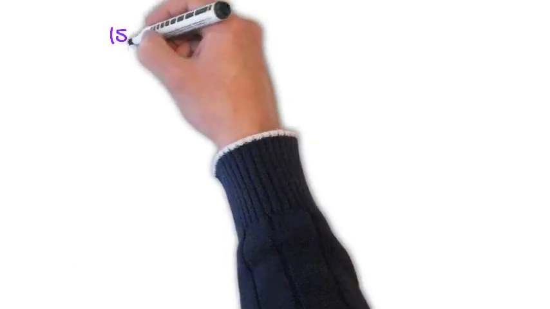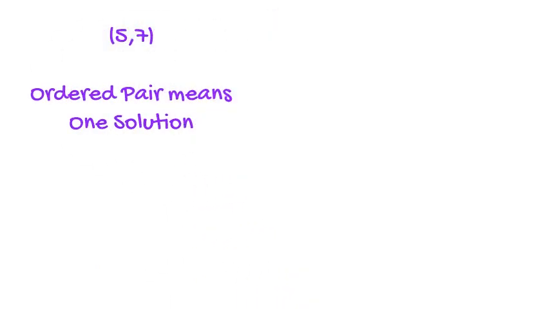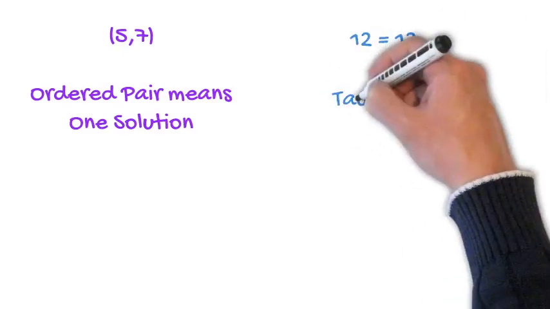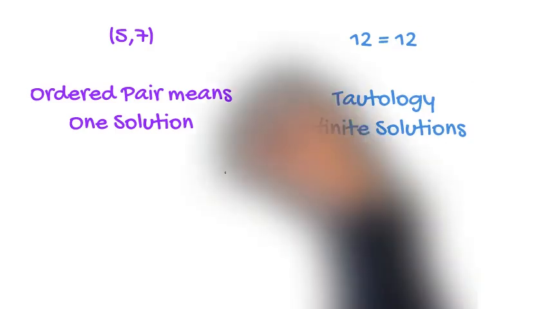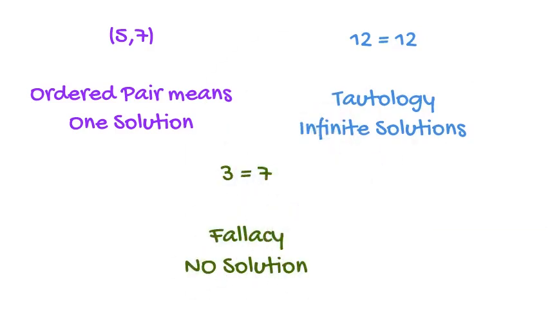If you're wondering how these will look when you solve the equations, if you get an ordered pair, that means there's one solution. If you get a tautology, meaning something that's always true, then there's infinite solutions. And if you get a fallacy, meaning something that's always false, then there is no solution. So if you get a solution, there's one solution. If you get a tautology, something like 12 equals 12, then there's an infinite number of solutions. And if you get a fallacy, that means there is no solution.